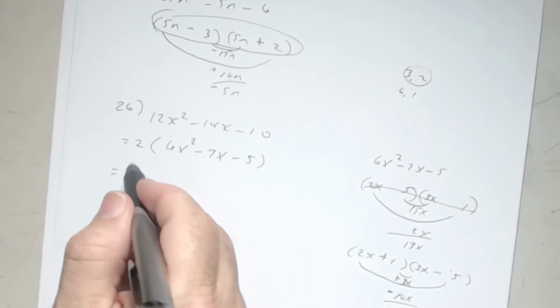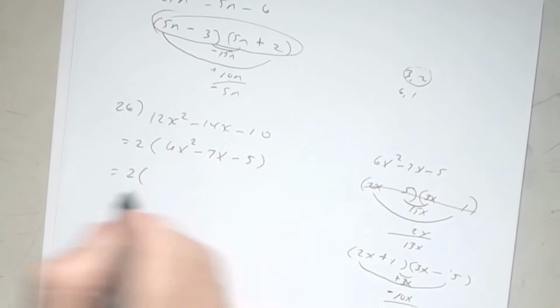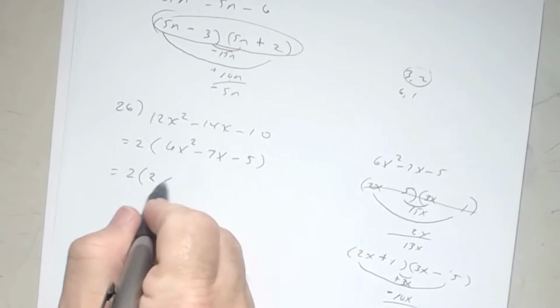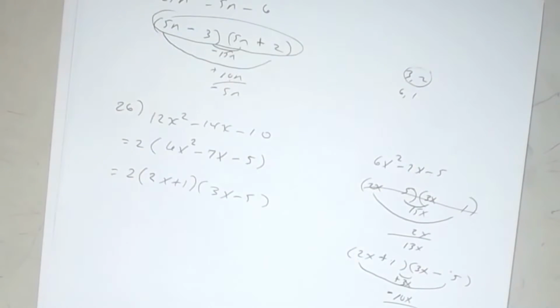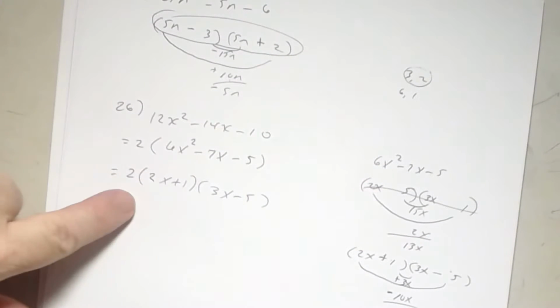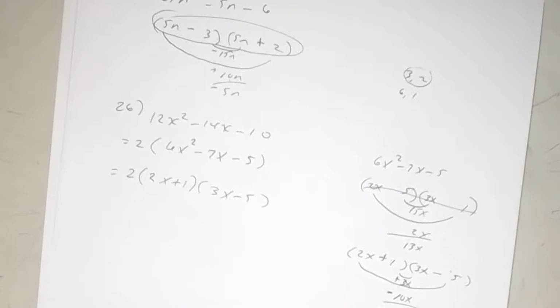But for the answer, you've got to include the GCF. So it'll be 2 times (2x plus 1) times (3x minus 5). How many factors are in the answer? 3. What are the factors? 2 is the first one. What's the second one? 2x plus 1. What's the third one? 3x minus 5.